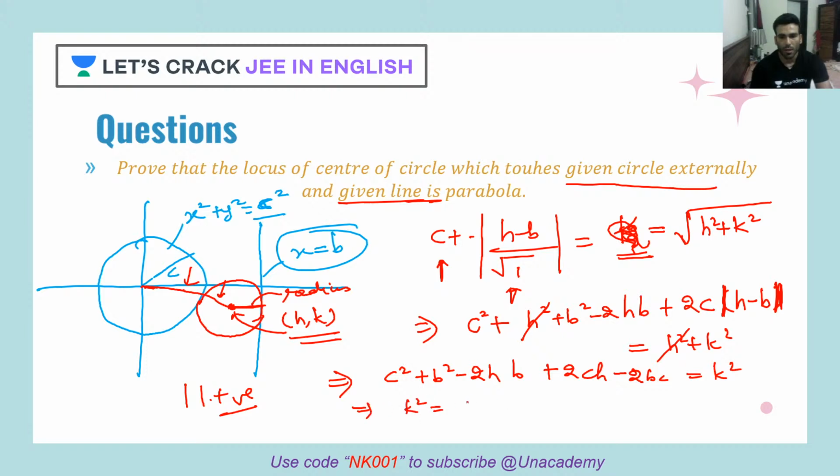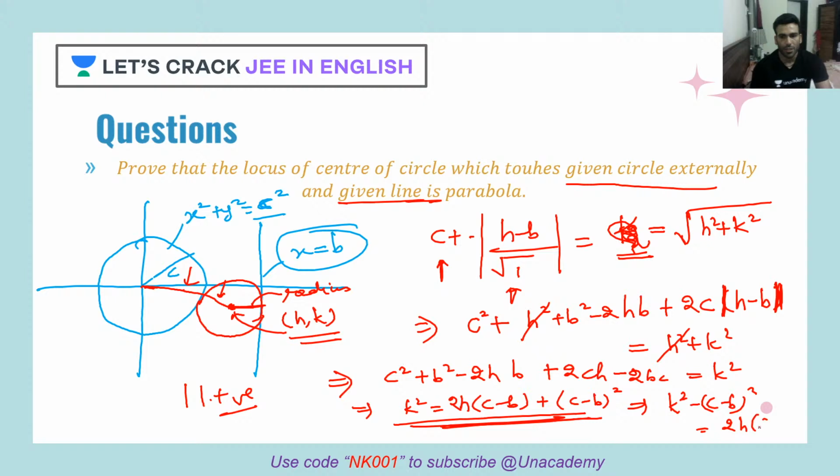My k square becomes what? 2h common, so it becomes c minus b. Then we have constant terms like this, c minus b whole square, because it is what? Minus of 2bc. Okay, so now from here you can clearly see that this is a parabola's equation. If you want to see the shifting, you can see k square minus c minus b whole square is equal to what? Twice of h times c minus b. This is a parabola. Similarly, you can take it for negative also.